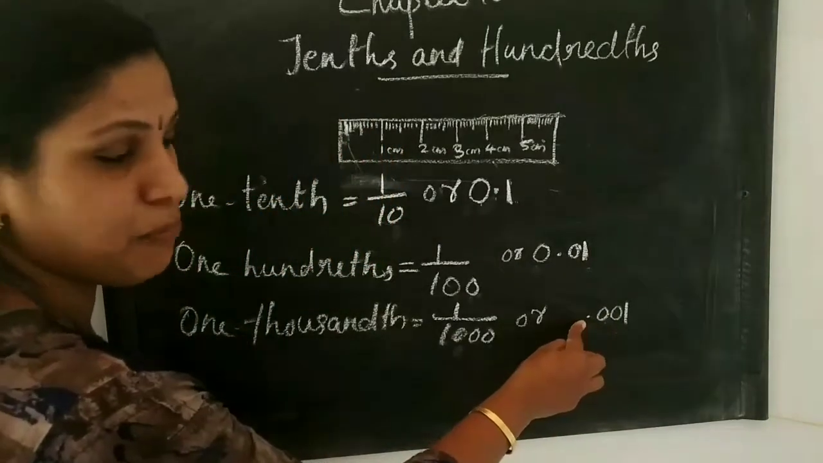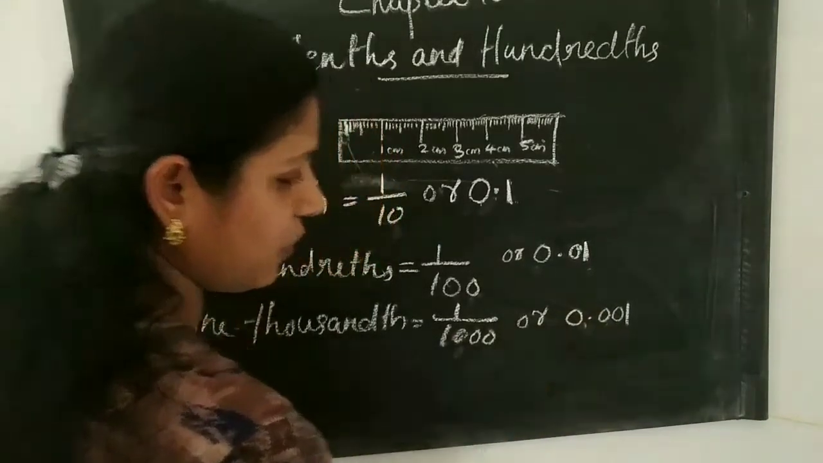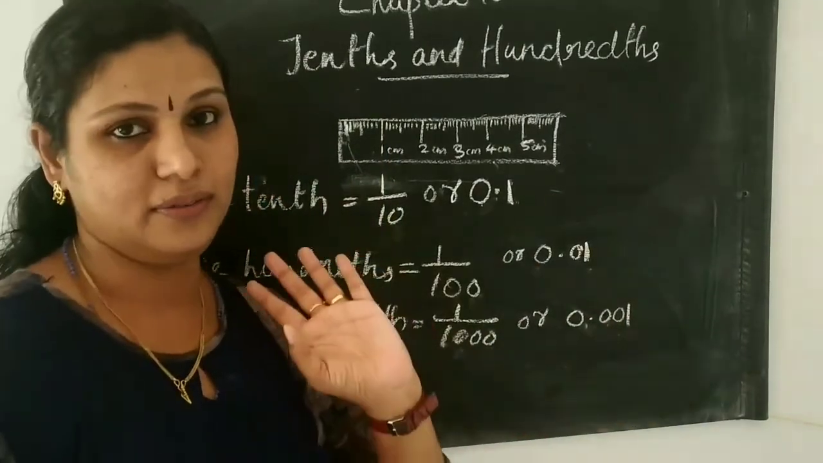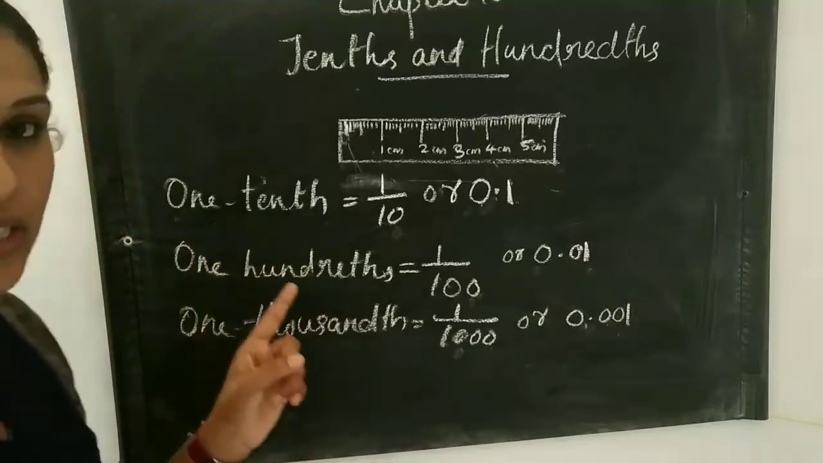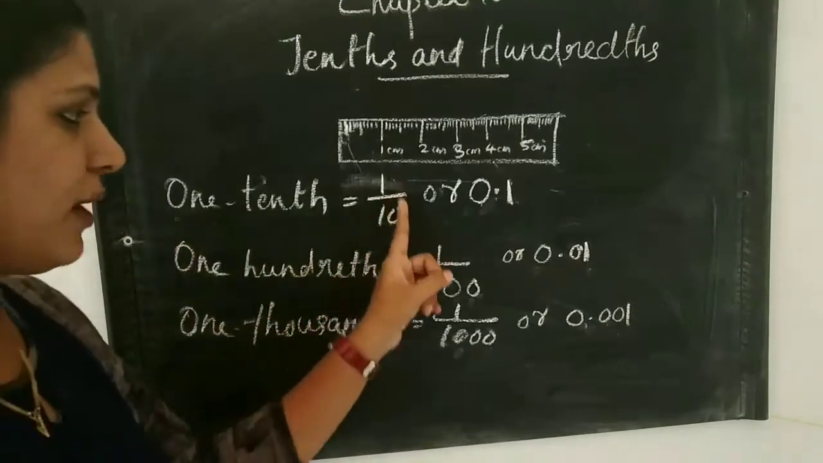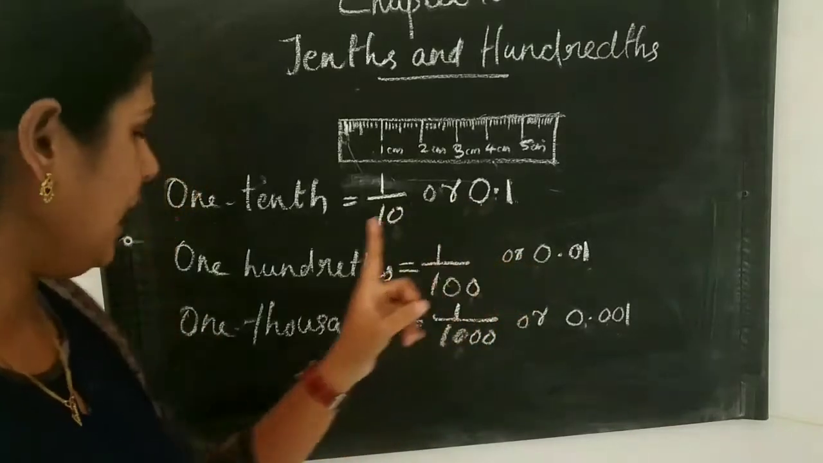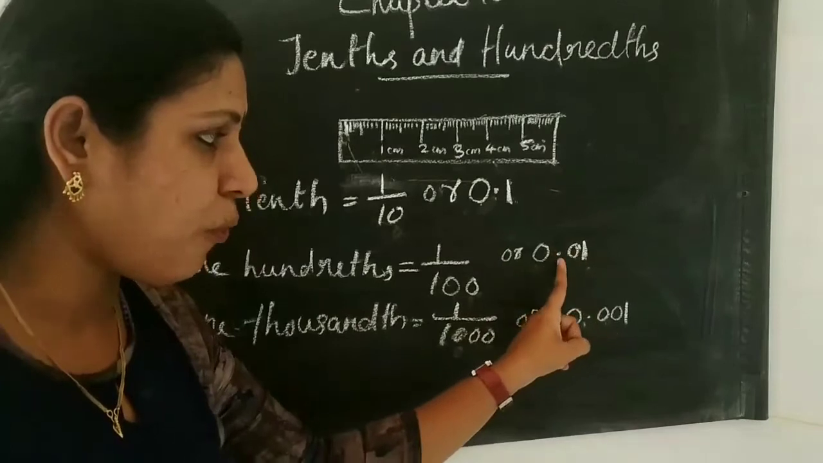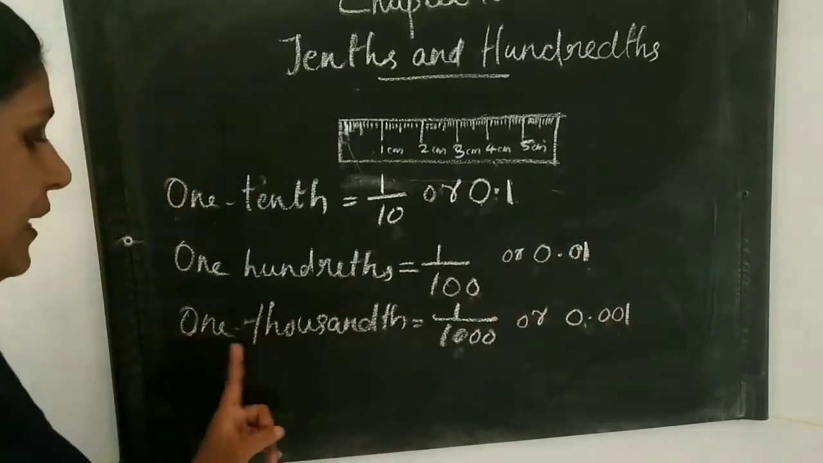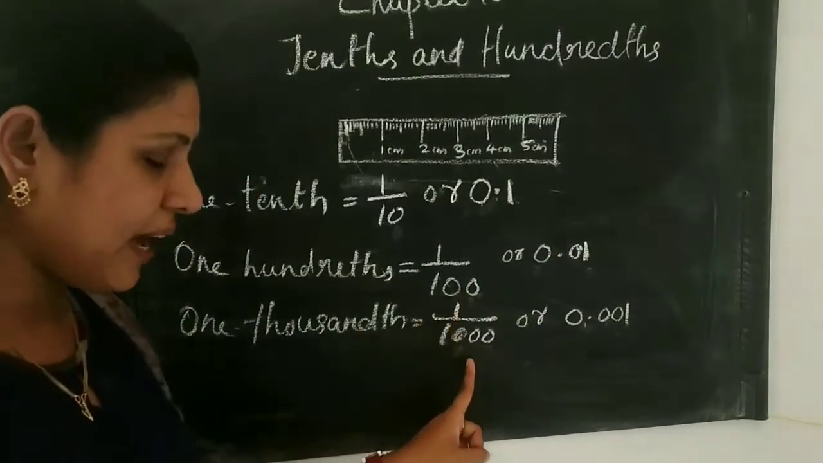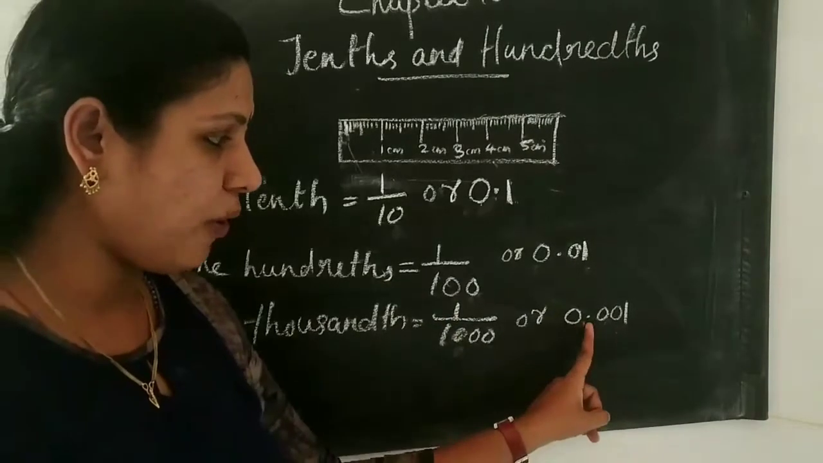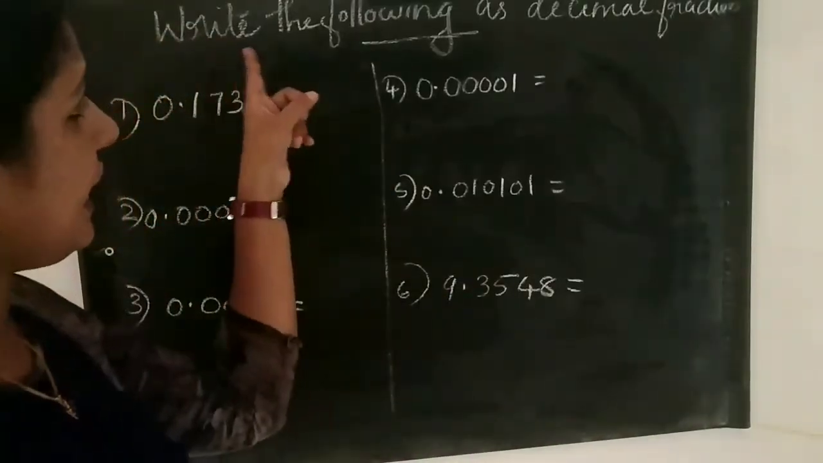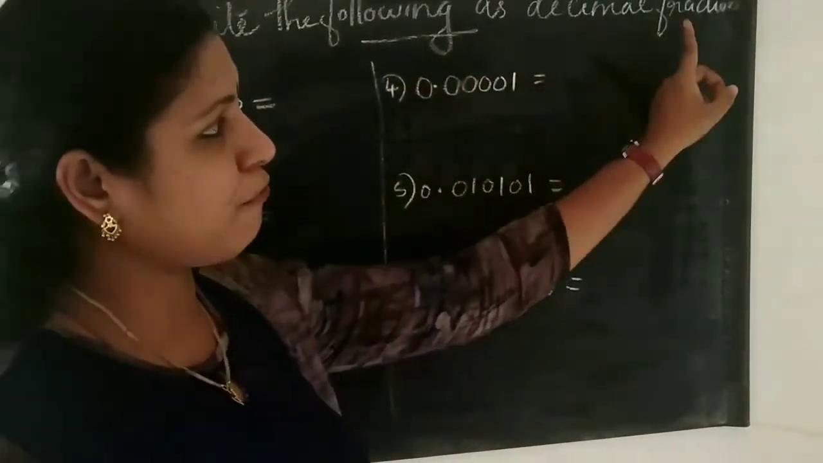For understanding this point, we put a 0. And how to read this? 0.001. Now you understood how to write this. 1 by 10 is 0.1. 1 by 100 is 0.01. 1 by 1000 is 0.001. Okay, understood?